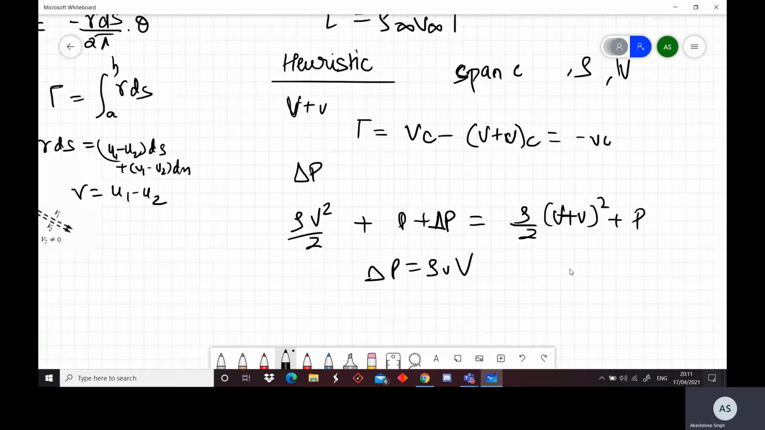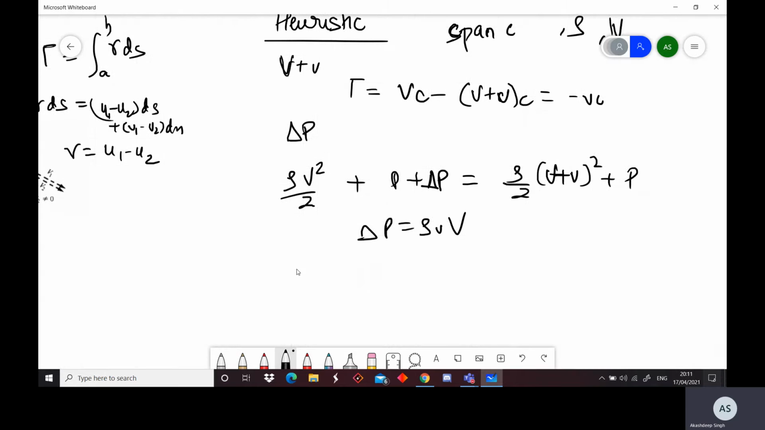Now we know that lift per unit span will be equal to just the chord length into the pressure difference. So we'll get rho into capital V into small v into C. Now we know that here our circulation is equal to small v into C, so we get minus rho V times the circulation. Minus is just a convention.